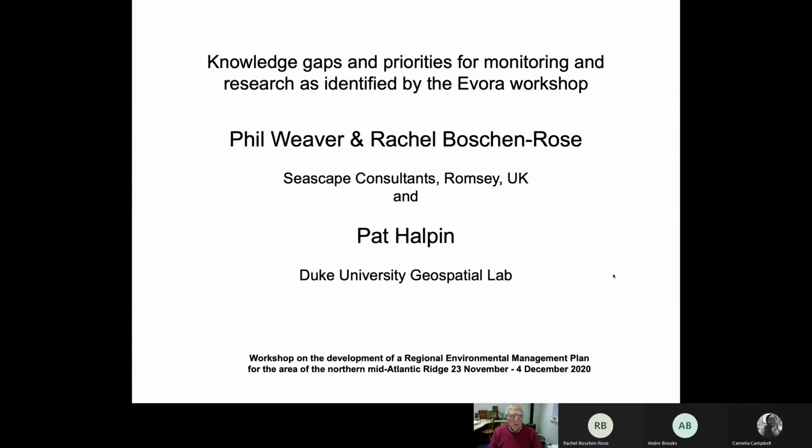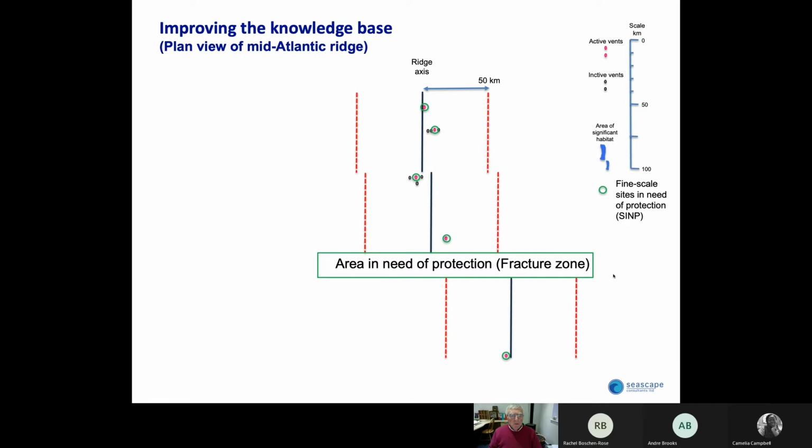So this talk is going to be about knowledge gaps and priorities for monitoring and research. We discussed some of this in the Abora workshop, and we're bringing together some of our thoughts here. As I showed before, this is a plan view of the Mid-Atlantic Ridge, showing the ridge axis with the thick black line and some of the offsets in that, where there are fracture zones.